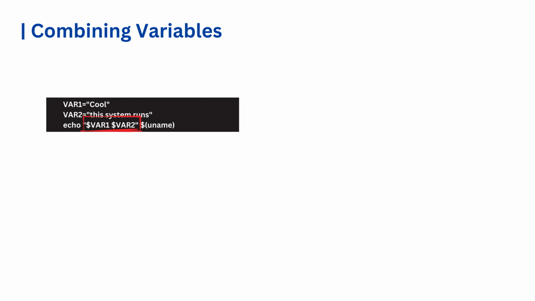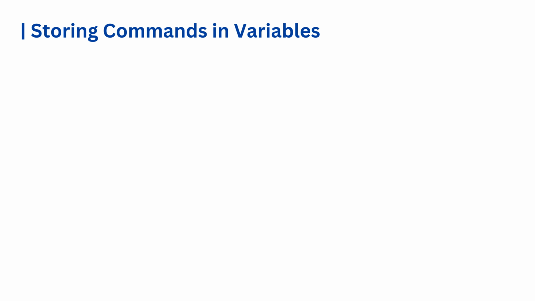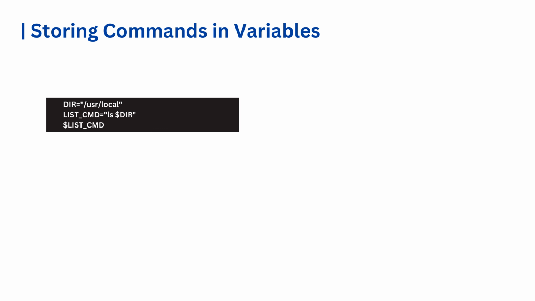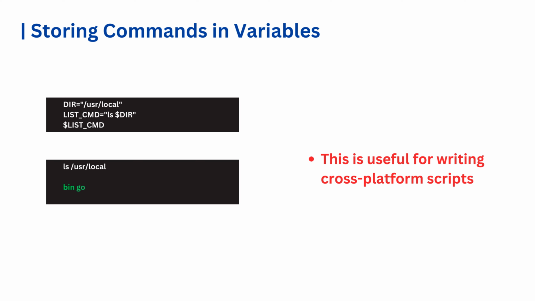Here's an example: this script outputs. You can also store commands themselves in variables. For example, running this script will list the contents of /usr/local. This technique is helpful when writing cross-platform scripts where different systems might use different commands for the same task. By using variables to store commands, you can easily adapt your script to work across various systems.